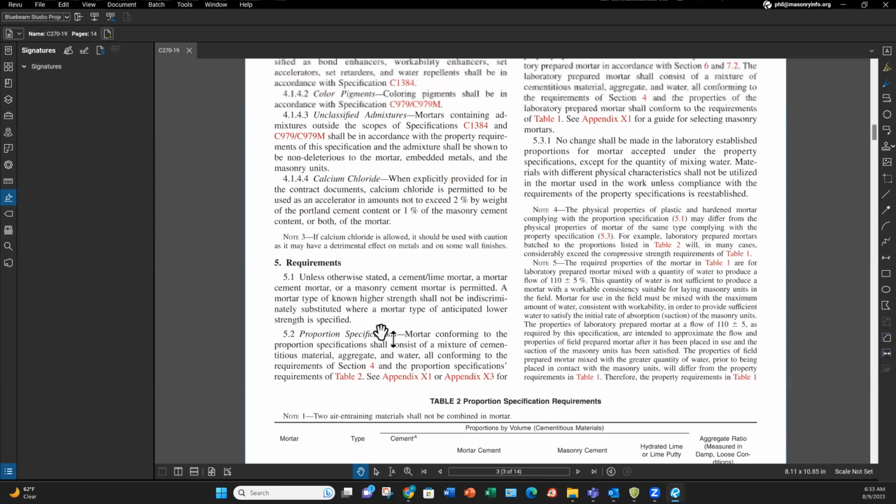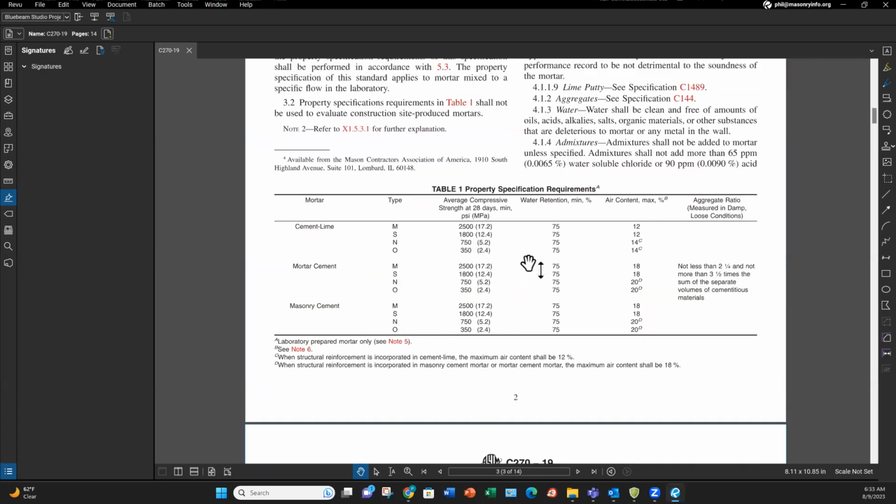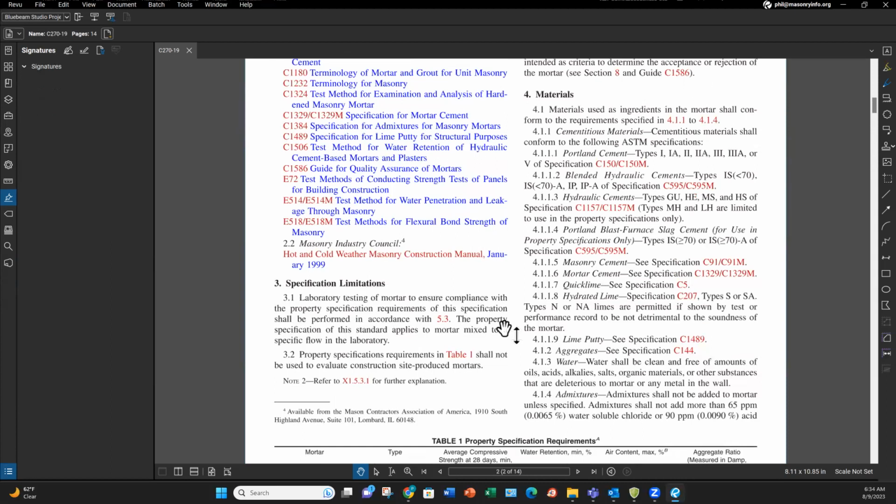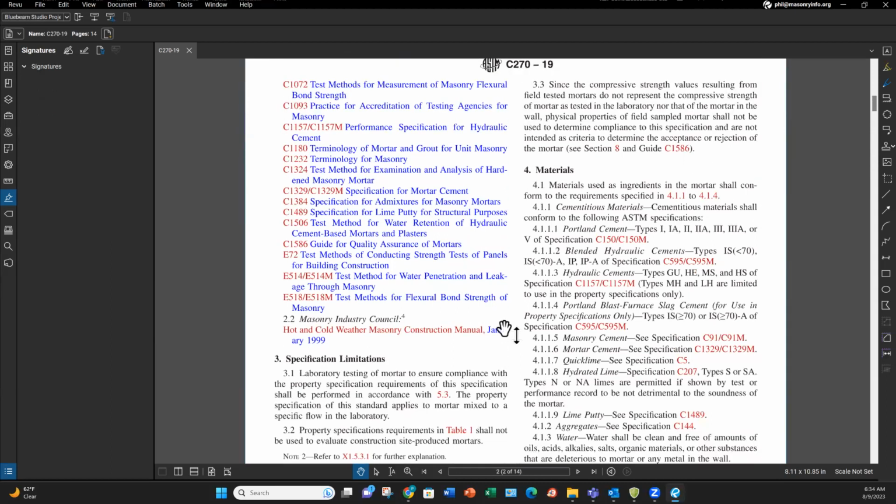The property specification is in Table 1, and that has requirements for compressive strength, water retention, air content, and aggregate ratio. A common mistake here is because we do have these compressive strength values. This is for the property specification, so that is for a lab-made mortar. It is not intended for a field-made mortar. What we often see happening is that in the field, they're testing our mortar during construction. The mortar that we're using during construction typically has a higher water content for workability, but that water is going to be removed by the units, whether they're brick or CMU, after it is laid in the wall. So what we're testing isn't representative of what's actually in the wall.